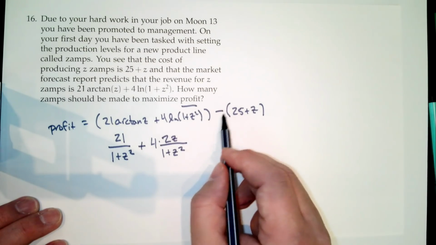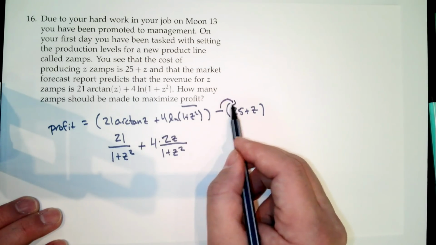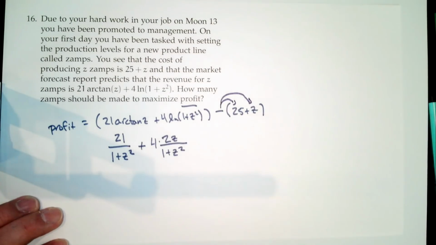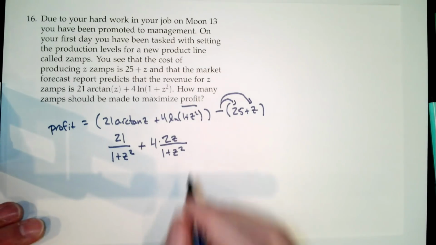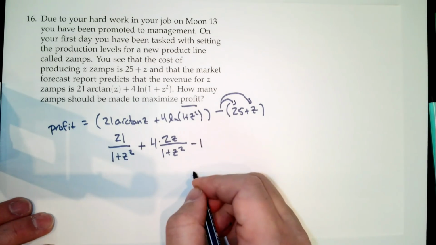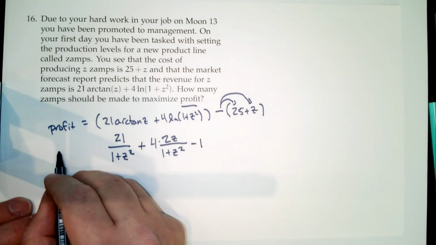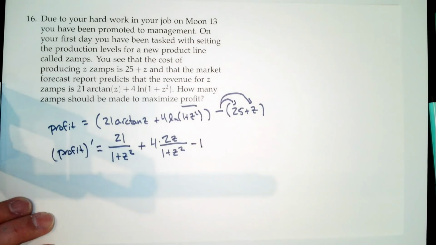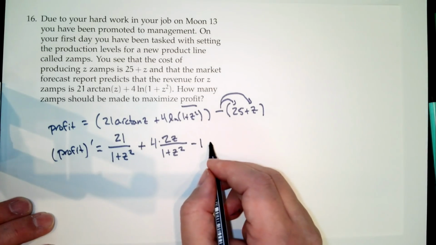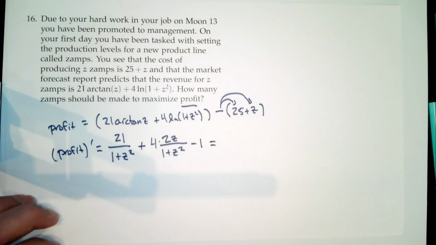Okay, so be careful here with this minus. Remember that this minus goes through. So it's minus 25, derivative of minus 25, 0. And minus z, derivative of minus z, negative 1. Okay, so at this point, this is the derivative of profit. Well, let's clean this up. Putting our algebra hats on, what should we do?